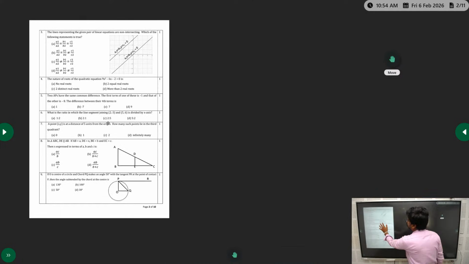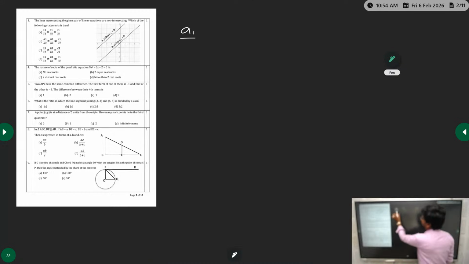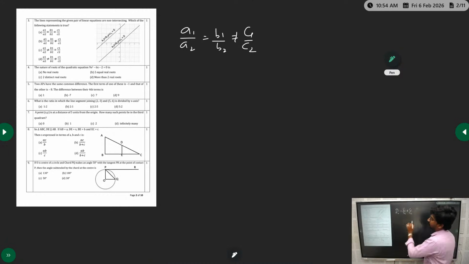Now this is most easy. Question number 3. By seeing the graph only, you can say what type of lines there are. What is the condition for parallel lines? a1/a2 = b1/b2 not equal to c1/c2. The question is, the lines representing the given pair of linear equations are non-intersecting. Which of the following statements are true?